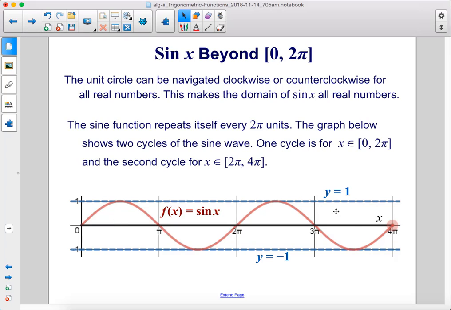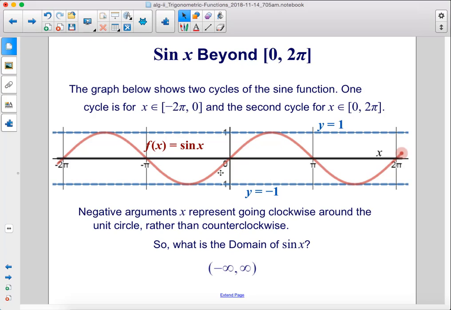The graph below shows 2 cycles of the sine wave. One cycle is for x between 0 and 2 pi, so right here. And the second cycle is for x between 2 pi and 4 pi. So you can see the wave repeats itself after 2 pi.